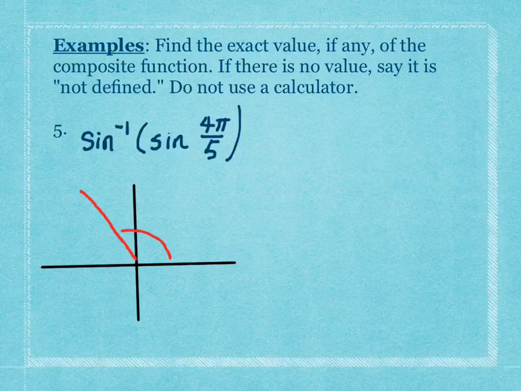So this angle right here is 4 pi over 5. And that's exactly the problem. With sine, I'm supposed to be in quadrants 1 and 4, and this is in quadrant 2. So I do know, however, that in quadrant 2, I have a sine value that's negative, don't I? No, that's not right. I have a sine value that's positive. Excuse me.